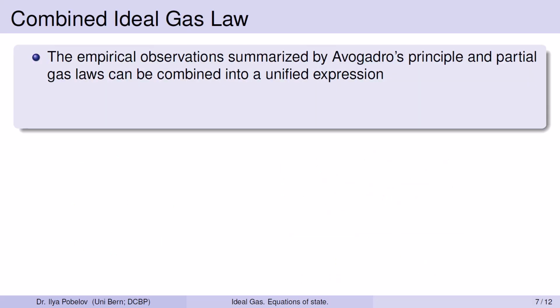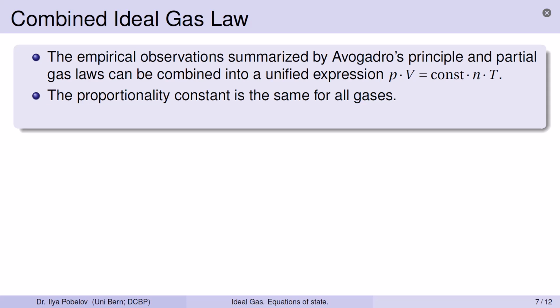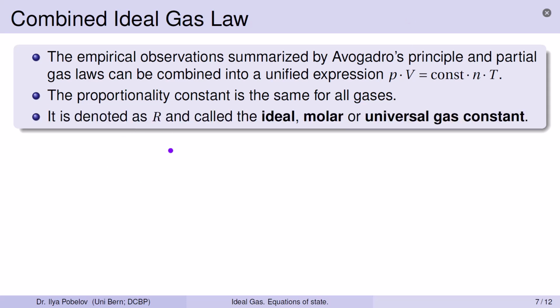Building on what we have already discussed, we can integrate the empirical observations we have gathered from Avogadro's principle and gas laws into a single unified expression. P times V equals a constant multiplied by N times T. A key to the combined gas law is now the constant of proportionality. Experimental results have shown that this constant remains unchanged for all gases. This constant is denoted by the symbol R and referred to as the ideal, molar, or universal gas constant.